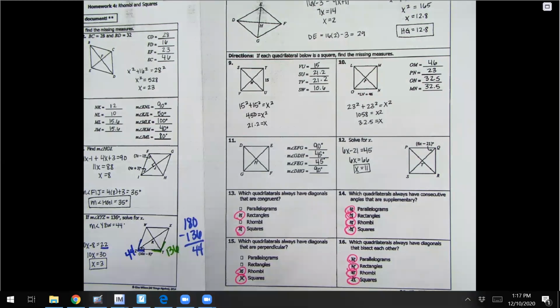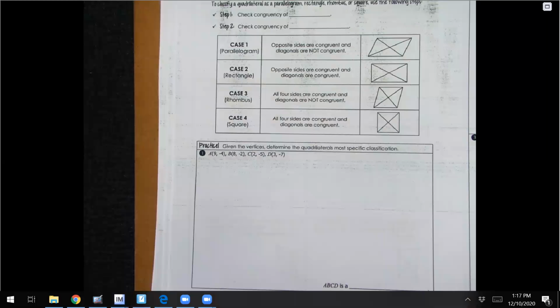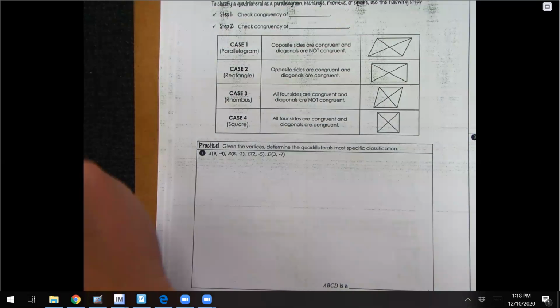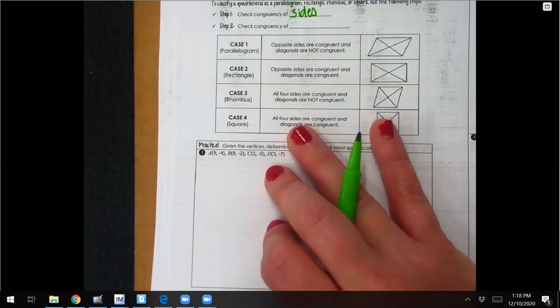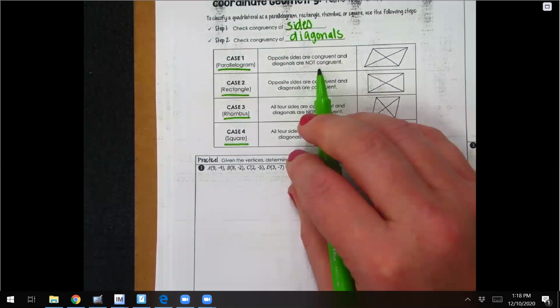Okay, so today we are trying to decide, do I have a rectangle or a rhombus? And the first is you check congruency of the sides. So check all sides, and then the diagonals. For rectangles, the opposite sides are congruent and the diagonals are congruent. Okay. So that's what we're looking for.